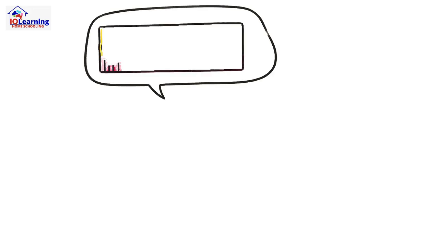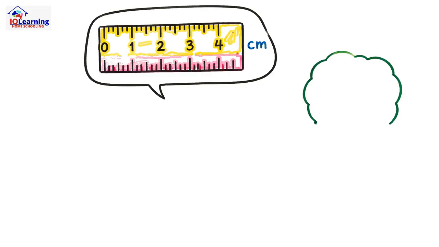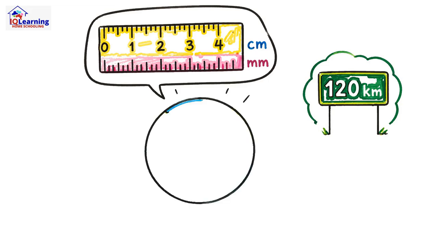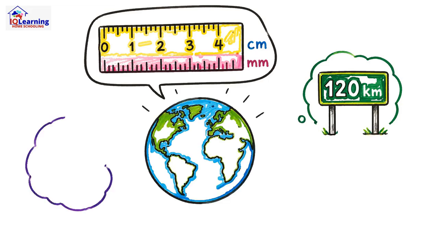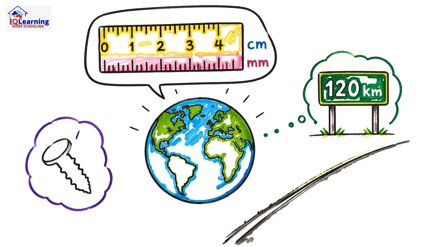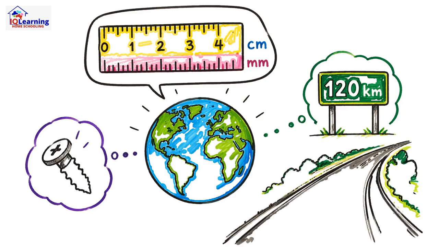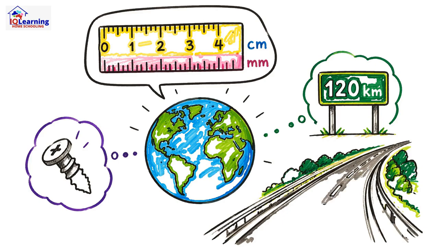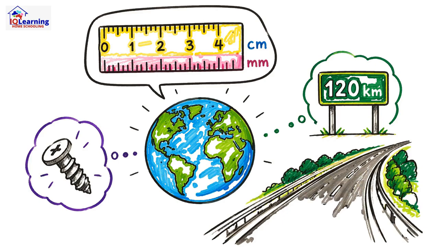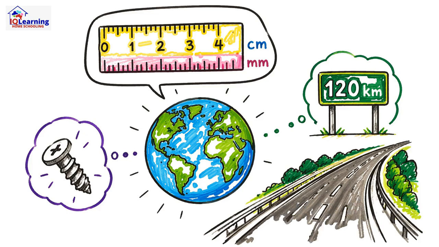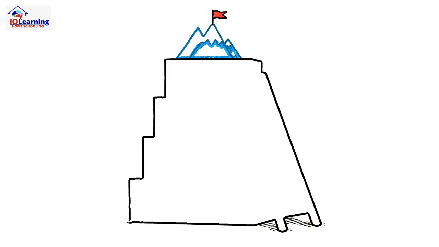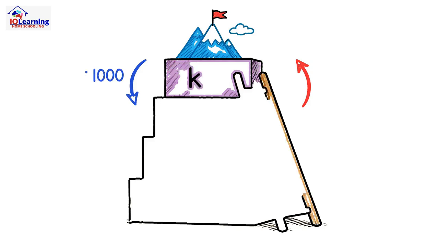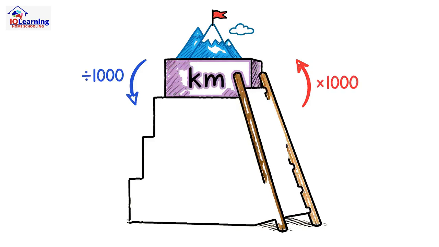Have you ever stared at a ruler, wondering about the tiny millimeter marks next to the bigger centimeters? Or seen a road sign in kilometers and tried to picture that distance in meters? This isn't just school math, it's the secret language of how our world is built, from a tiny screw to a giant highway. The key to speaking this language is surprisingly simple.